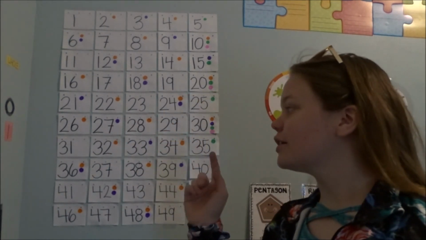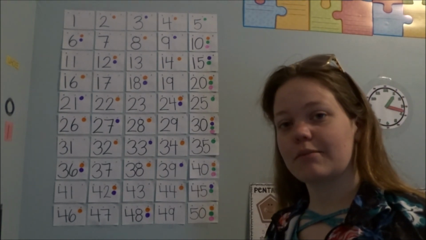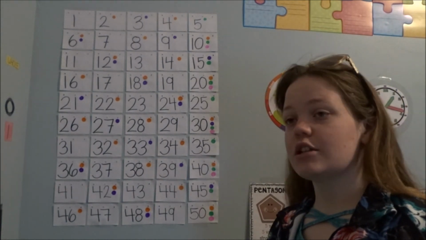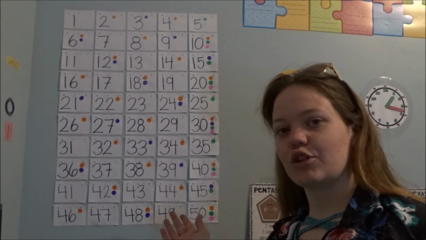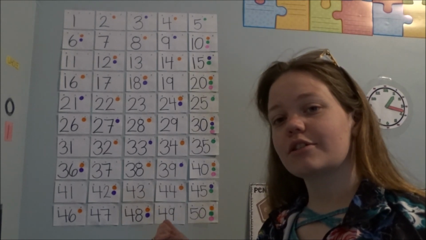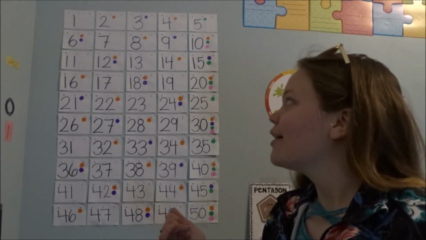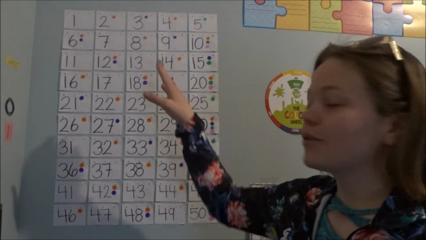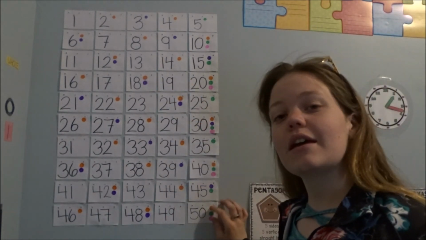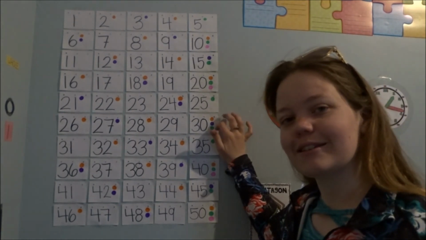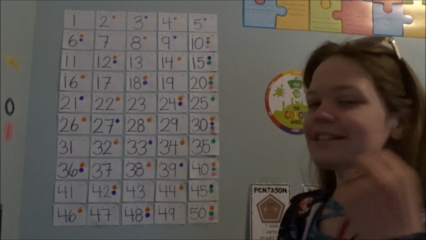If you watched our last video, we talked about Canadian money, and this is kind of a continuation of that, if you'd like to go back and watch that. Or if you're just here to watch skip counting, then keep watching. So at first, I think we'll count all the way from 1 to 50, and then we will talk about what all these little dots mean. Let's get started!